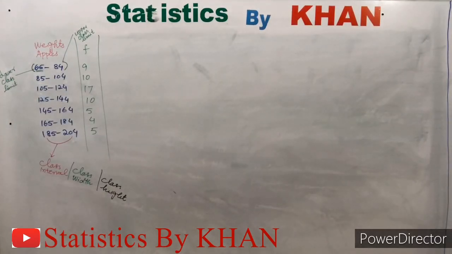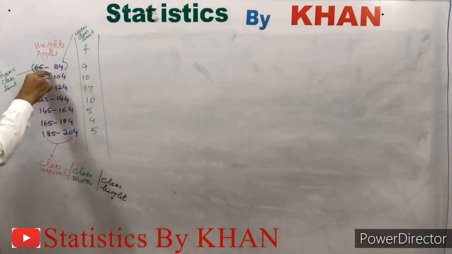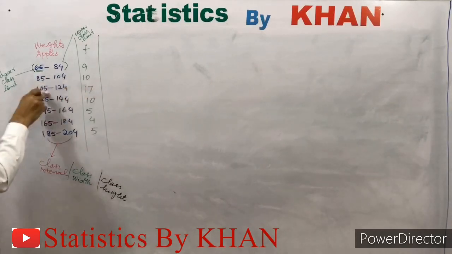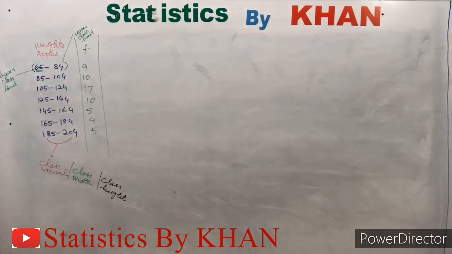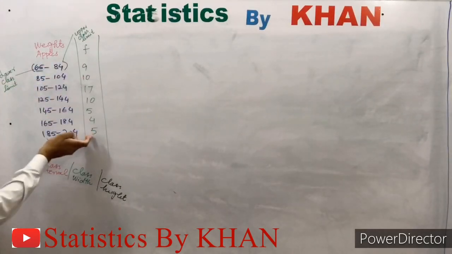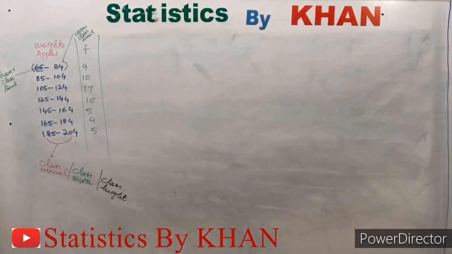Okay, so 9 is the frequency of this class, 10 is the frequency of the second class, 17 is the frequency of the third class, and so on. They are called class frequencies. This is the frequency of the first class, this is the frequency of the second class, and this is the frequency of the last class.